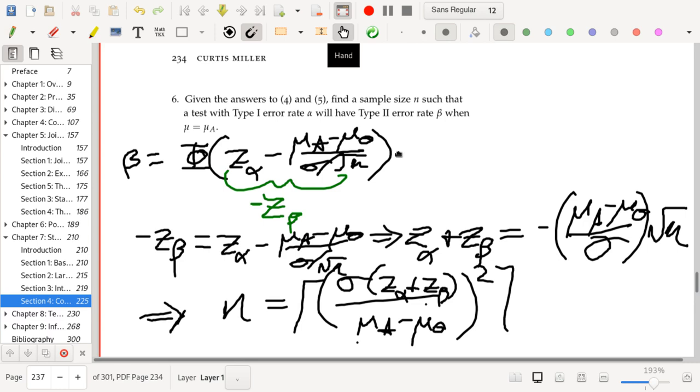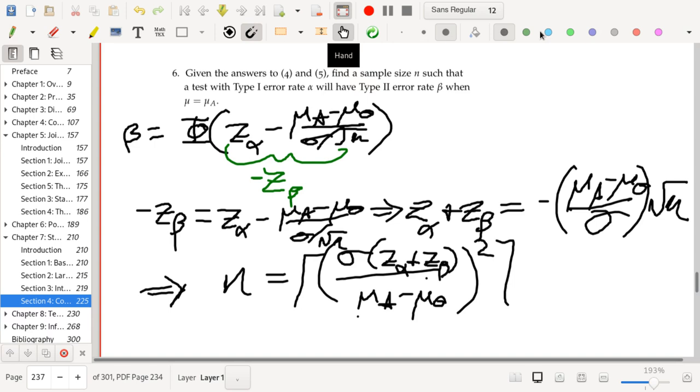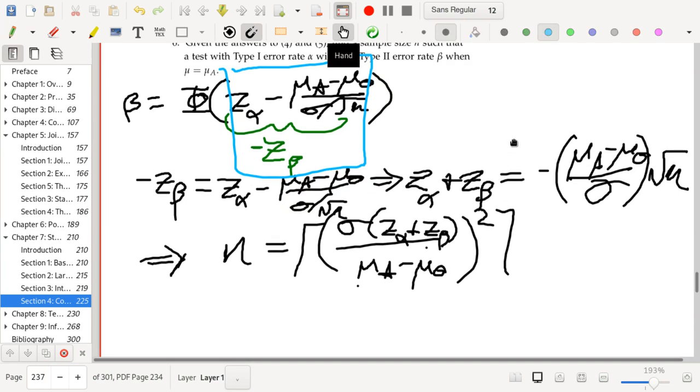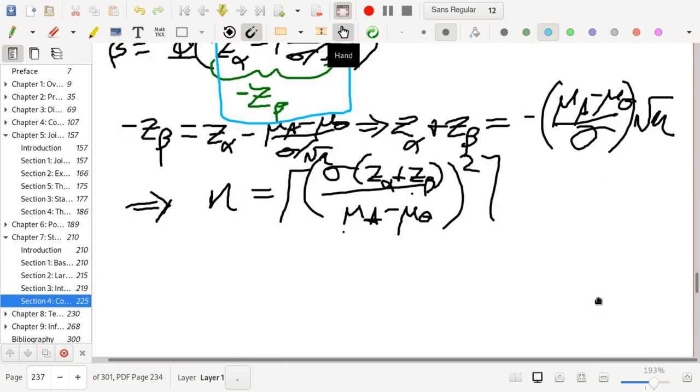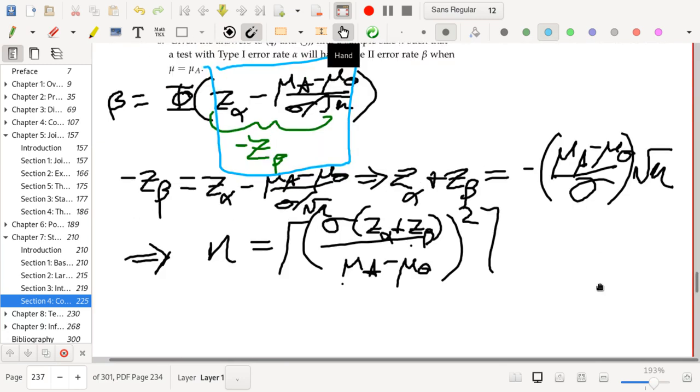I'm willing to bet that someone out there did not fully understand what I just did here. What I said is that there are two quantities that satisfy this relation. One is that, so if beta is equal to phi at that input value, then there are two quantities that satisfy this. The input value and also negative z beta. So therefore, those two things must be equal. And then once we set up that equality, we're then able to solve the equation for n, which is what we want, since this is essentially a sample size planning formula.